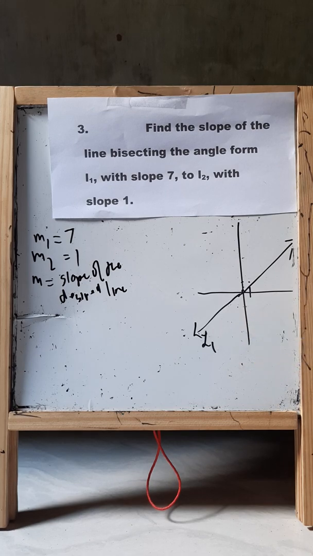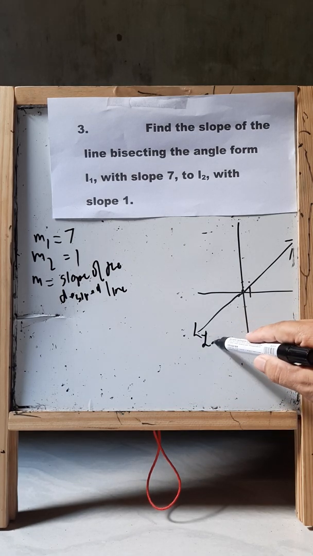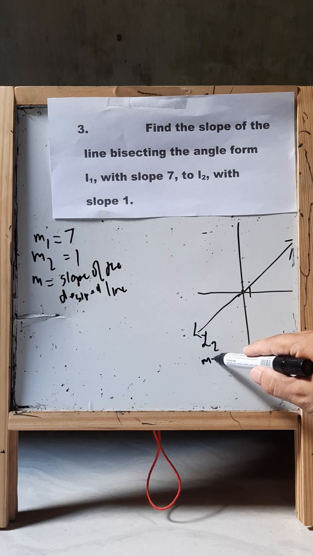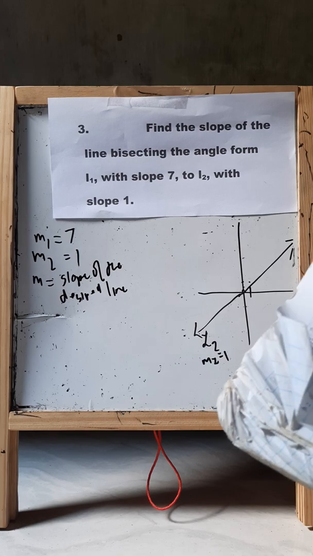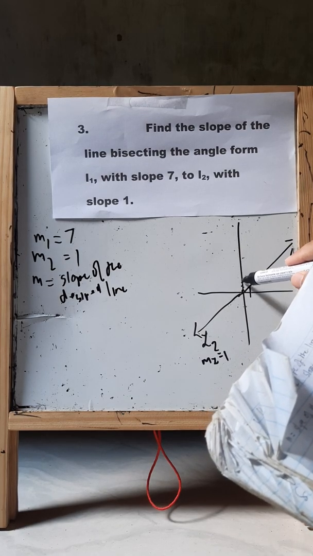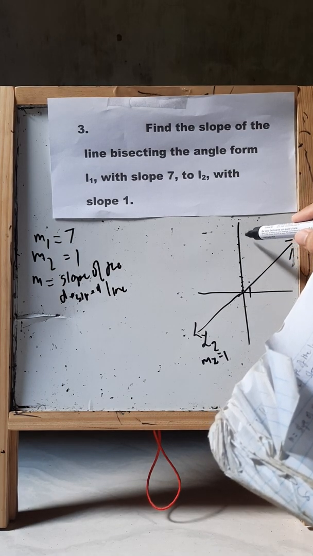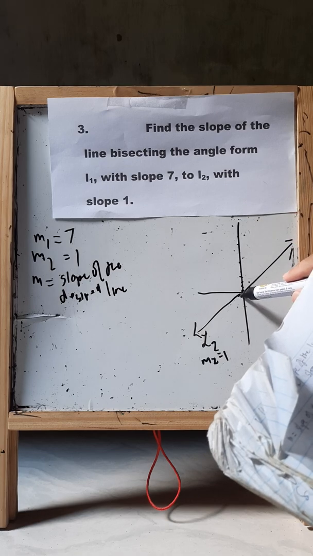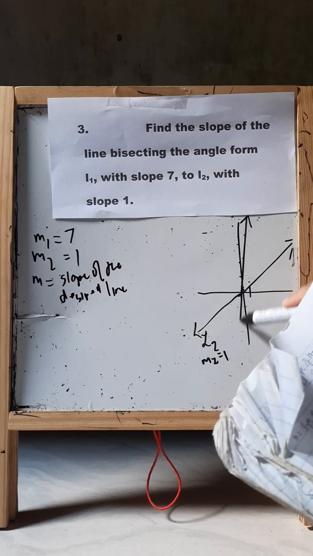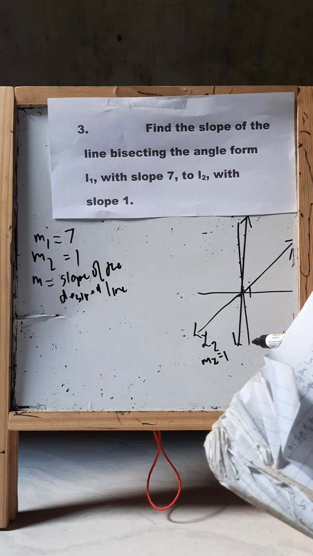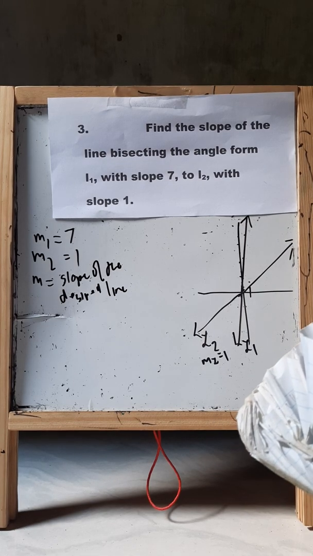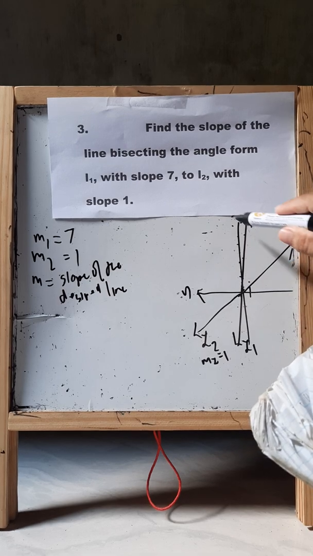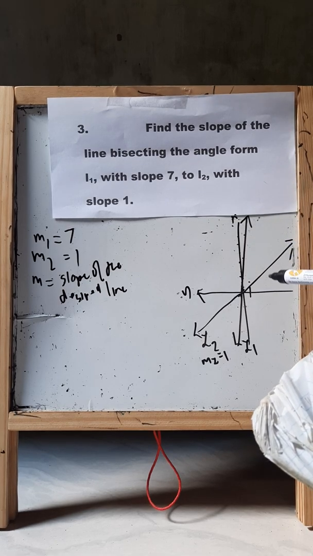So we're just sketching the graph. This is line 2 because its slope is 1. Now if the slope is 7, it is steeper: 1, 2, 3, 4, 5, 6, 7 over 1. And then this is line 1. So this is the y-axis, x-axis.